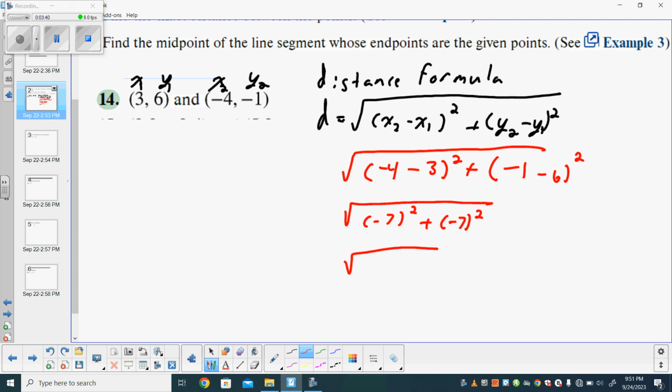which will then turn into 49 plus 49, which will then be 98. And then you would just simply do what we normally do, which is simplify the radical.